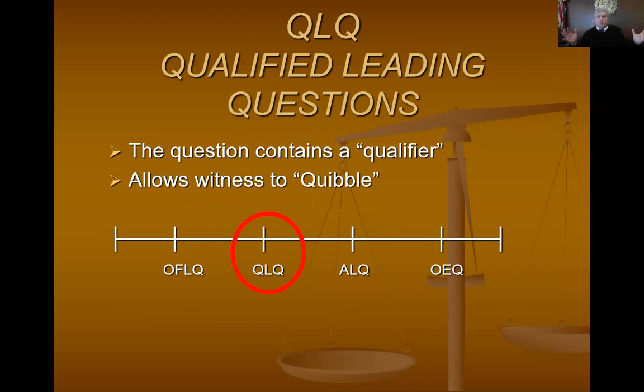Now, in the middle of the spectrum, we have two other types of questions. We have qualified leading questions. And qualified leading questions have qualifiers in them. They have things that allow the witness to speculate, that allow the witness to kind of quibble with you. And so you surrender control, because the witness can pick on that thing and say, well, it's not exactly that. You are close friends with the defendant. Well, you know, we're friends. I don't know that I'd say we're close friends.